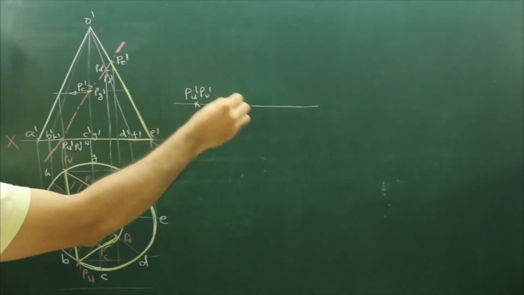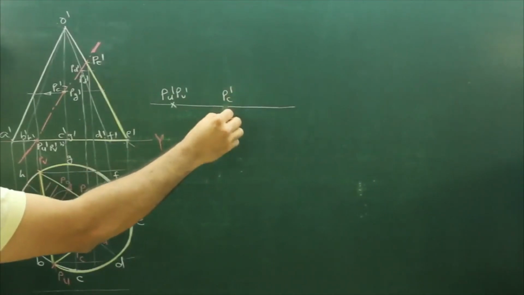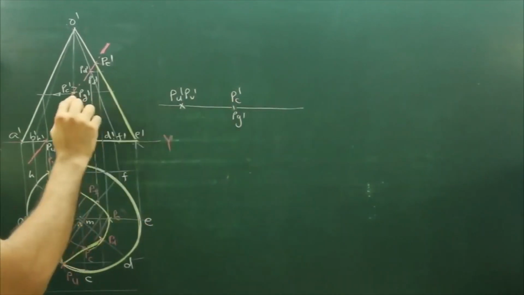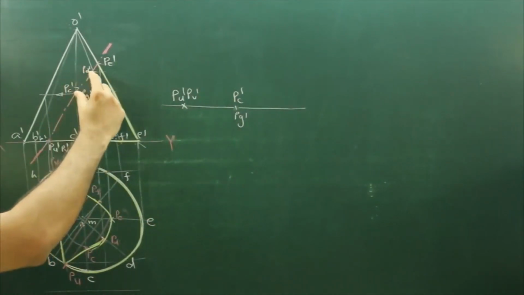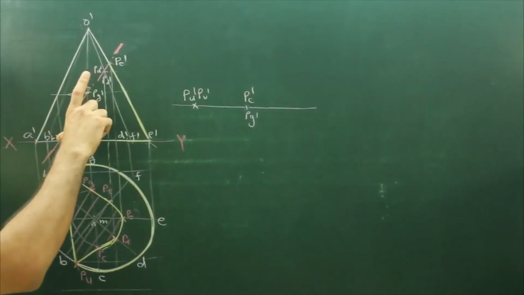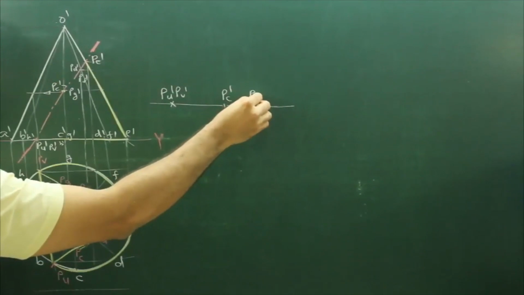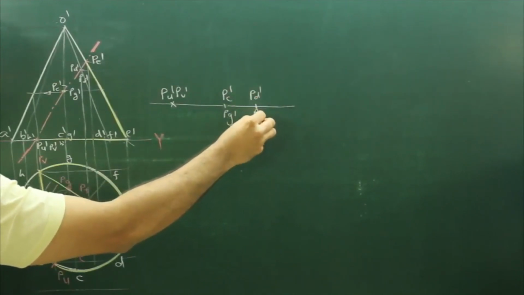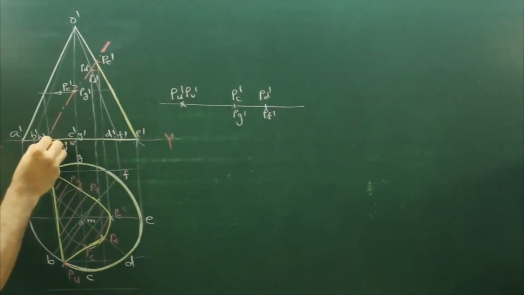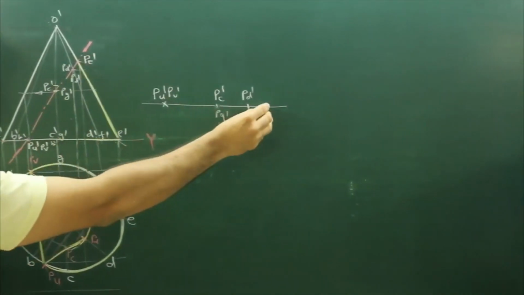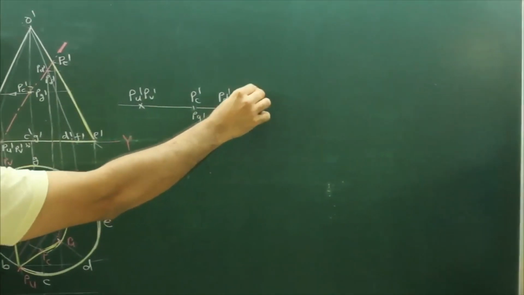This is P U dash, P V dash. This is P C dash, P G dash. Then I will take this distance, that is from P U dash P V dash to P D dash P F dash. So basically you have to take all the distance and you have to cut on this line. Then from here to P E dash.